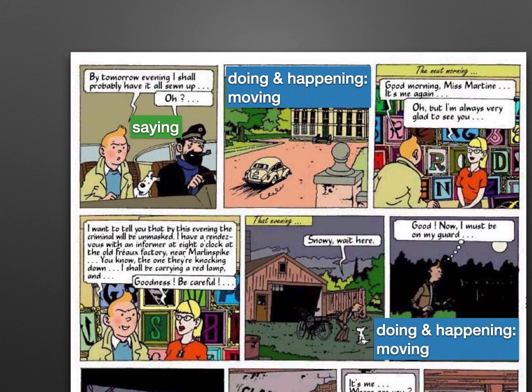And similarly in the first one, we can see that Captain Haddock is driving, and while he's driving, they're saying things. And this is how the experience of saying is represented. So the sayers, people speaking, and then what they say, their locutions, their speech, is set off in partitions, as I call them, speech balloons. So the sayers in the process of saying are represented pictorially, but what they say is difficult to represent pictorially, so that's represented linguistically. "By tomorrow evening, I should probably have it all sewn up."